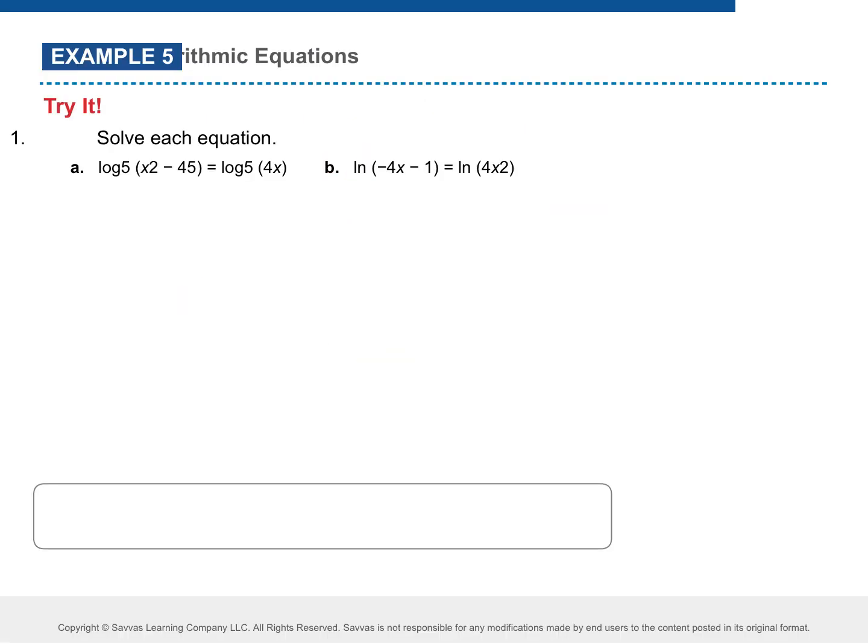Okay, well, what I want you to try is example 5a. So go ahead and try example 5a. You have log base 5 of x squared minus 45 equals log base 5 of 4x.